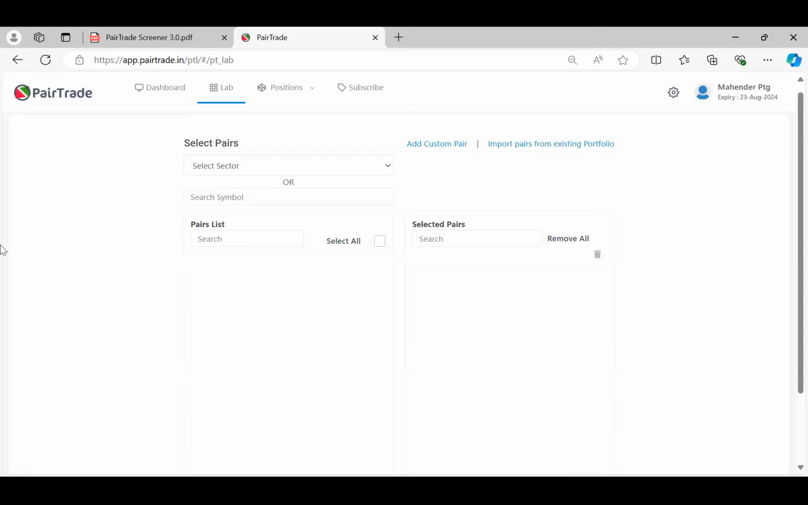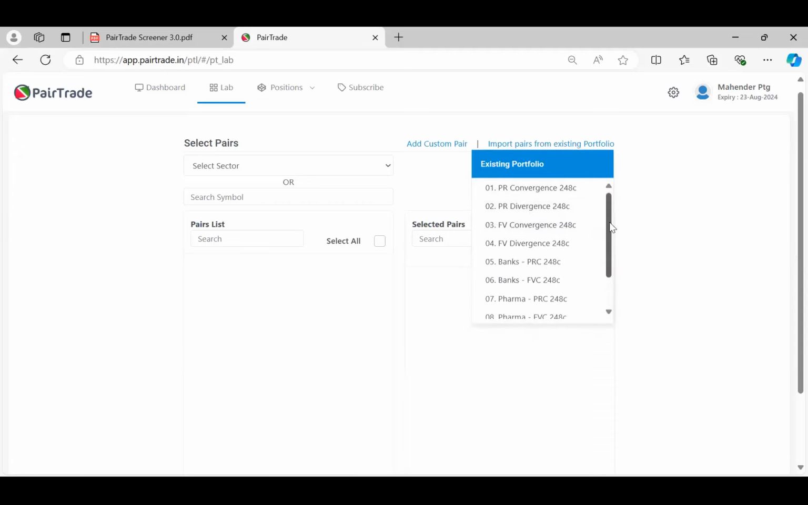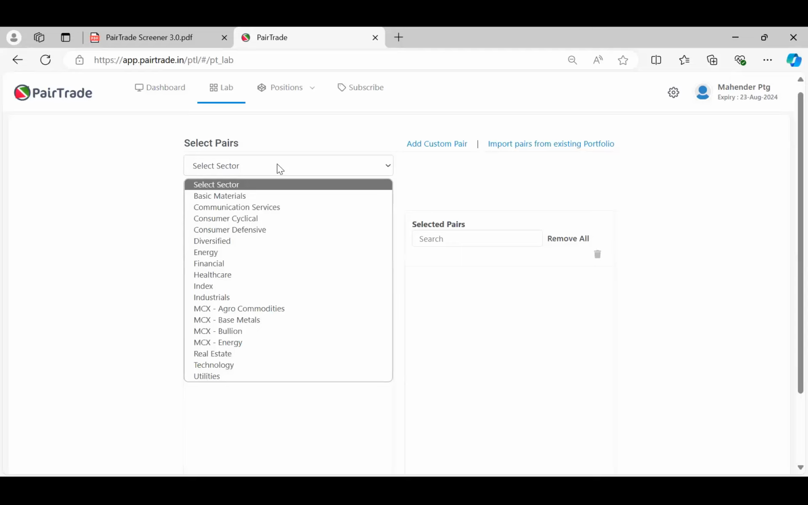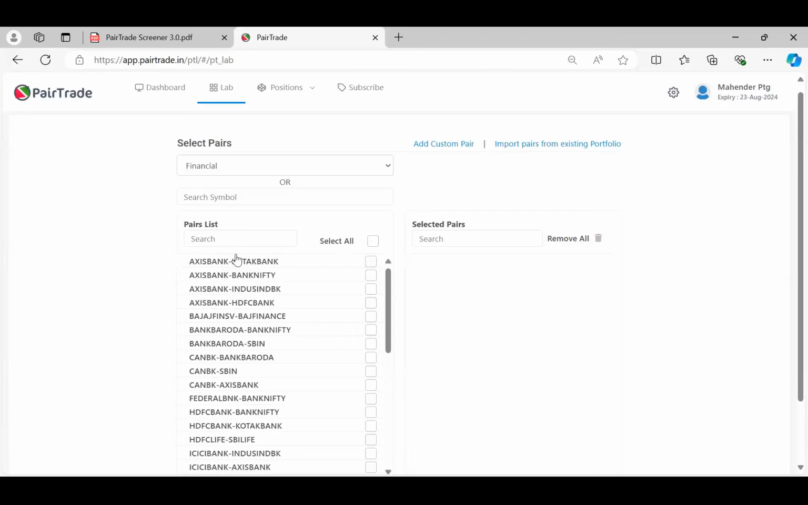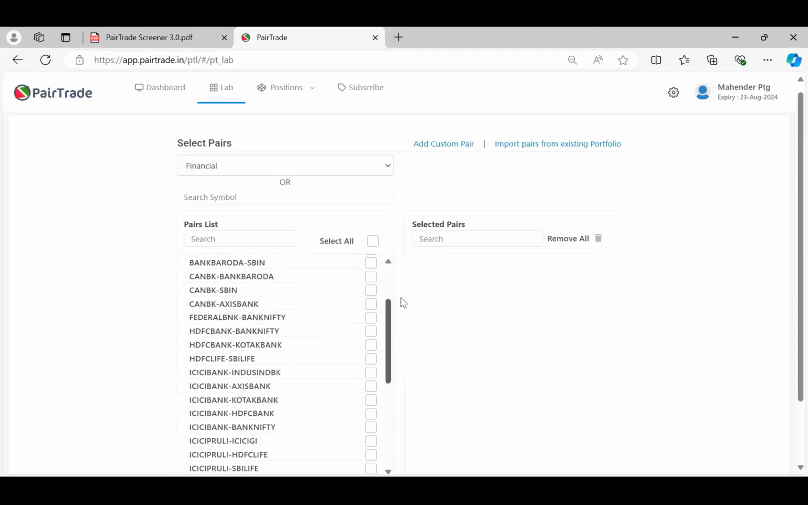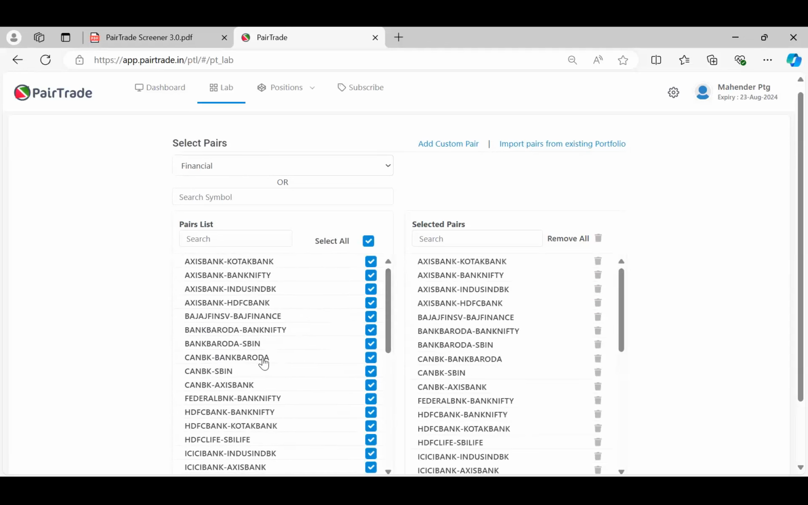Next, here you have a facility to import from the existing portfolios. Pairs are already there in those portfolios. I can import from them, or I can select from the different sectors. For example, I am looking at financials, so I'll go with financials. In financials, these are the pre-defined pair combinations. So I'll say select all, and those are all selected.